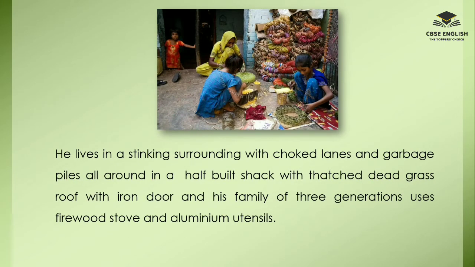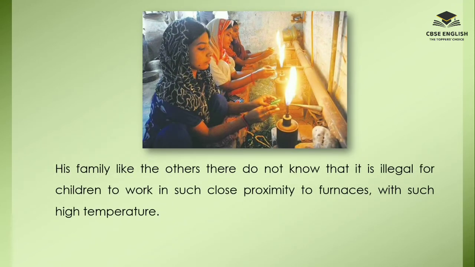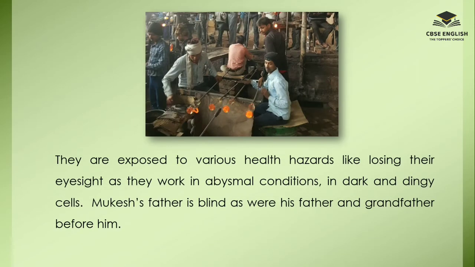He lives in a stinking surrounding with choked lanes and garbage piles all around, in a half-built shack with a thatched dead grass roof and an iron door, and his family of three generations uses a firewood stove and aluminium utensils. His family, like the others there, do not know that it is illegal for children to work in such close proximity to furnaces with such high temperature. They are exposed to various health hazards like losing their eyesight as they work in abysmal conditions in dark and dingy cells. Mukesh's father is blind, as were his father and grandfather before him.